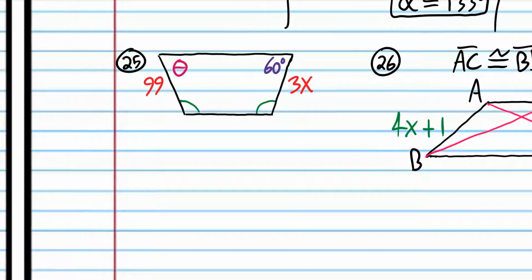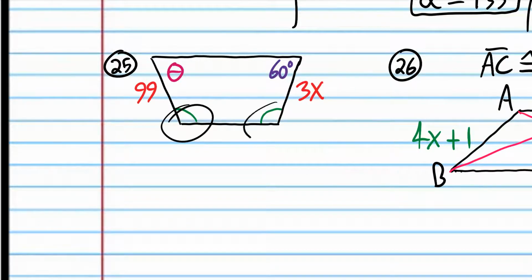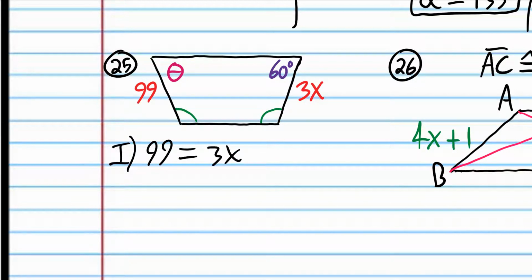All right, we're back. So these base angles are congruent, so that proves that this is an isosceles trapezoid, which means that 99 must be equal to 3x. Therefore, x is equal to 33.